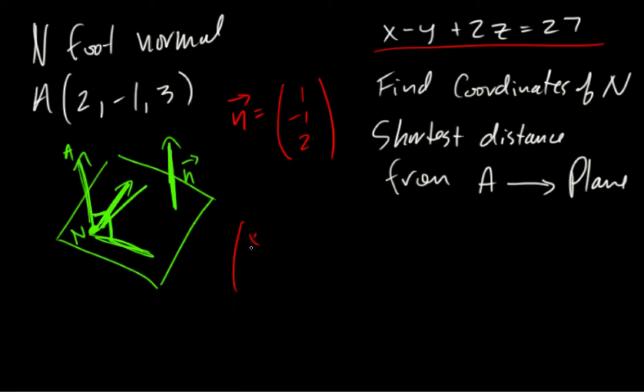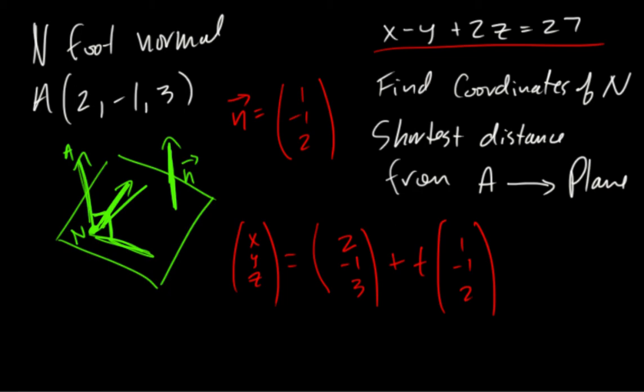And if we set that up, x, y, z is equal to our point, which is 2, -1, 3, plus t times our normal vector right there. We can pull out parametric equations. Okay, and t is a real number.